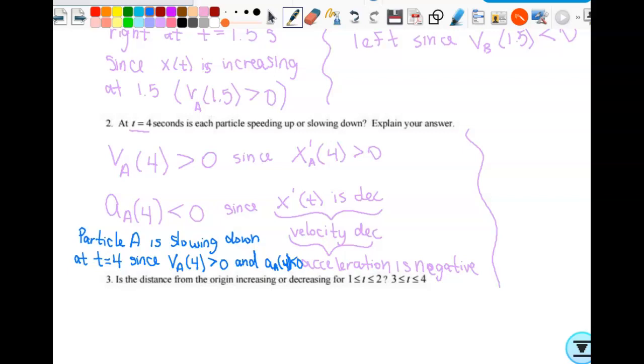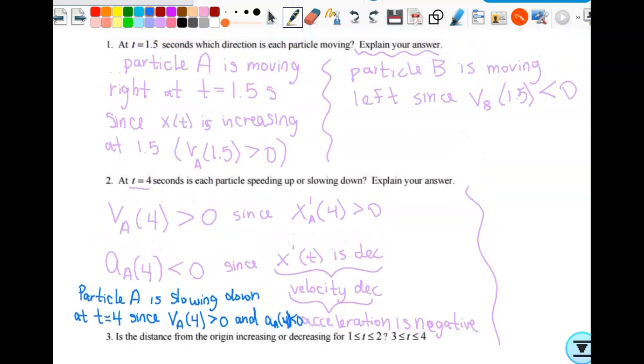All right, when you're done writing that down, have a conversation about particle B. We still have to answer this same question about particle B. Is particle B speeding up or slowing down at time 4?